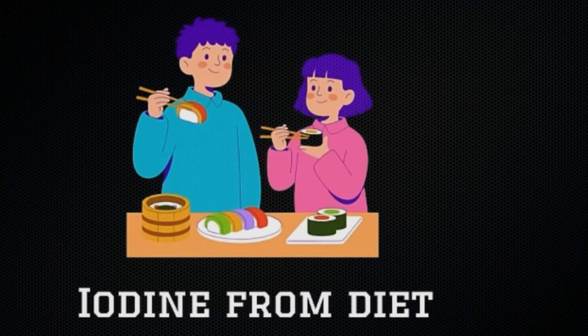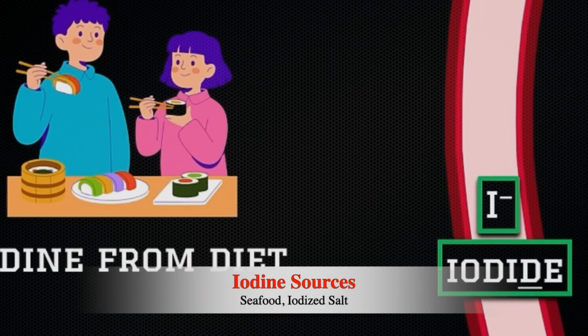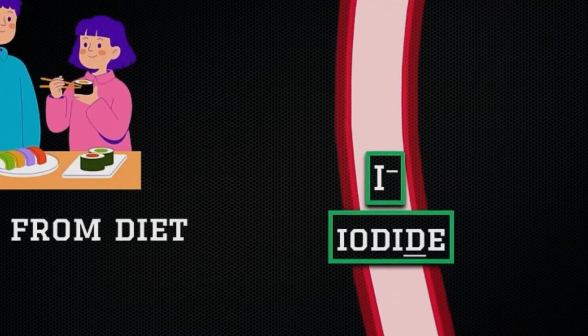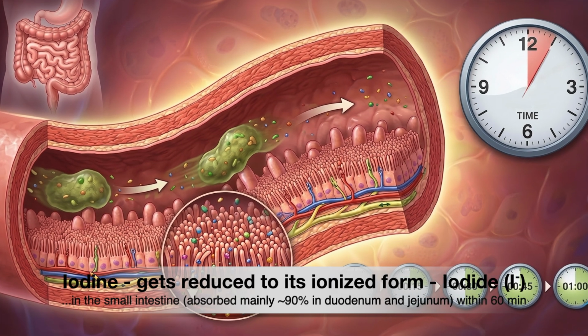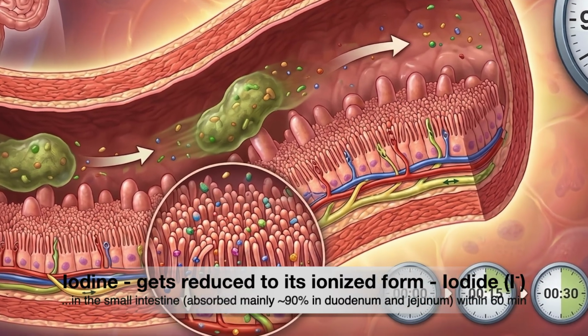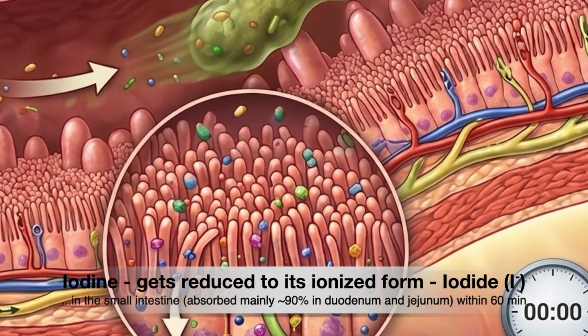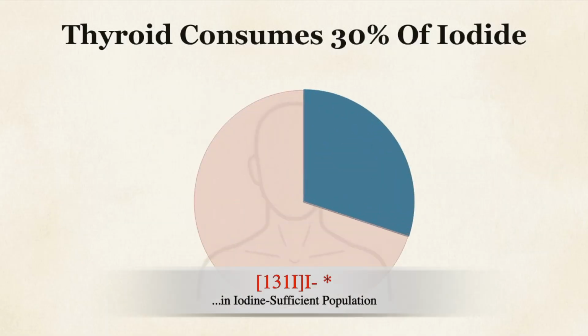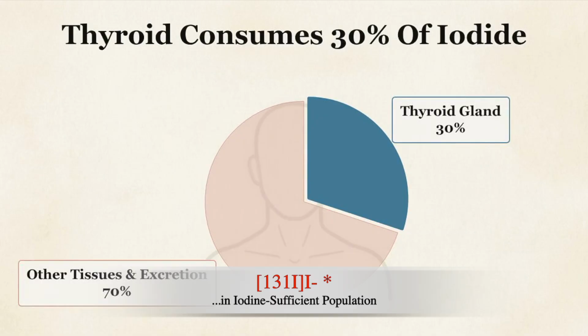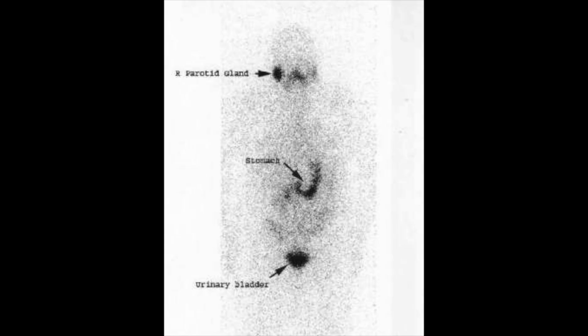The thyroid's manufacturing process relies entirely on raw materials from the diet. When ingested, iodine is absorbed in the duodenum and jejunum as the iodide ion. Absorption is highly efficient, reaching 90 to 95% bioavailability within 60 minutes. Once in the extracellular plasma, the free iodide circulates. The thyroid gland consumes about 30% of it. The remaining ions are either taken up by other tissues, like the salivary glands and gastric mucosa, or excreted primarily through the kidneys.